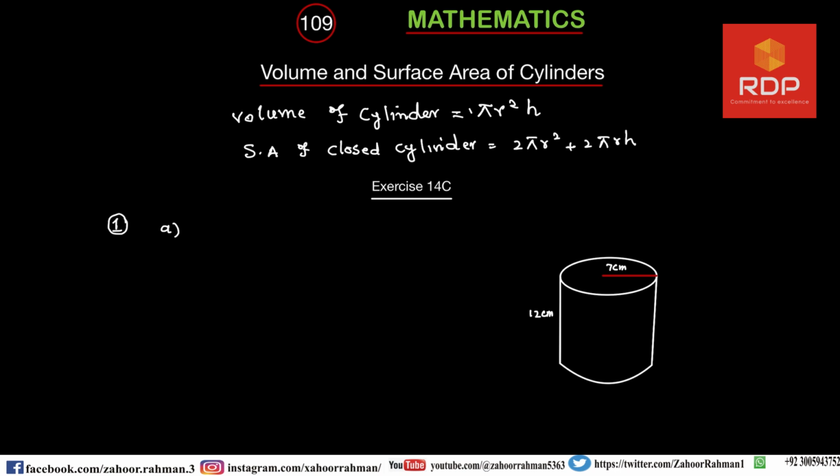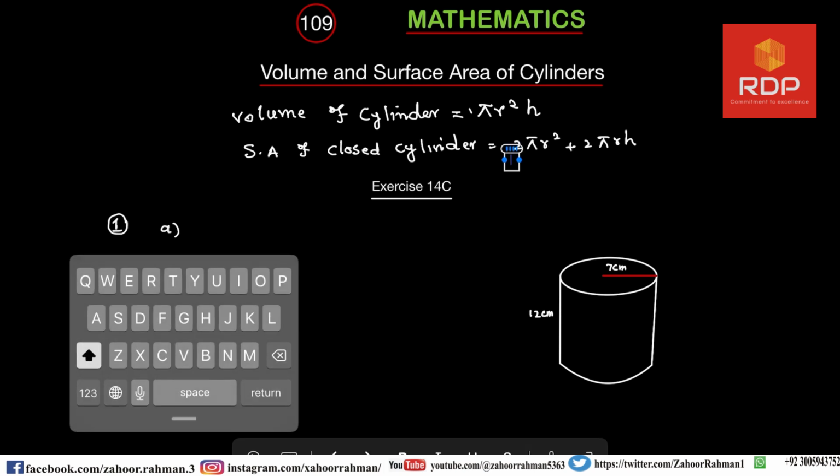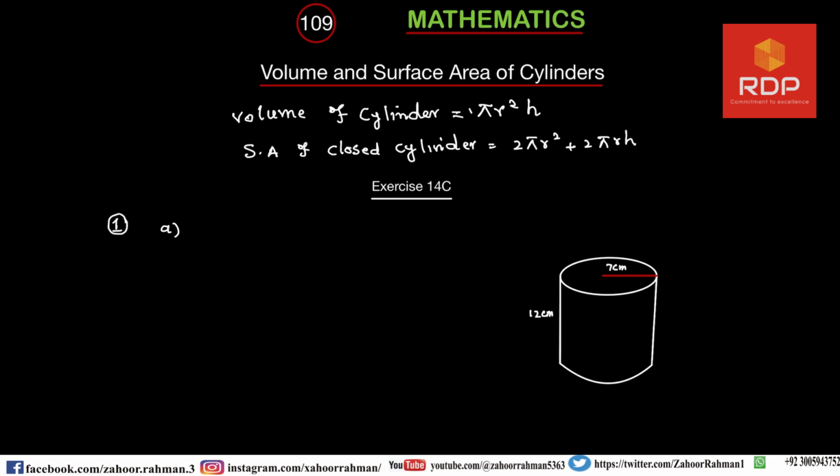Now in this formula, this 2 is from the formula, and this is the base area. So 2 into base area, and this is the circumference of the curved area, which is this one. So this is the circumference. Remember that this formula will be used inside this exercise.